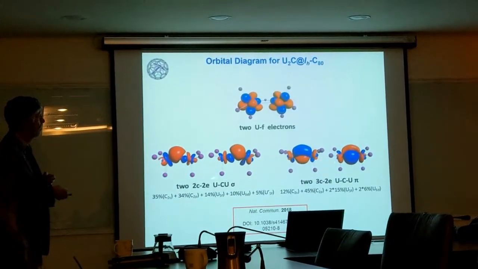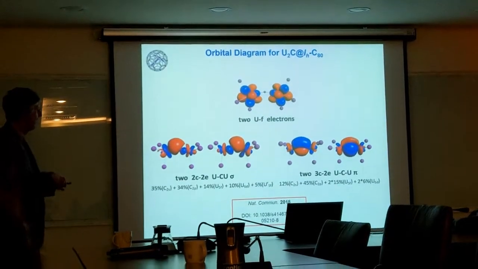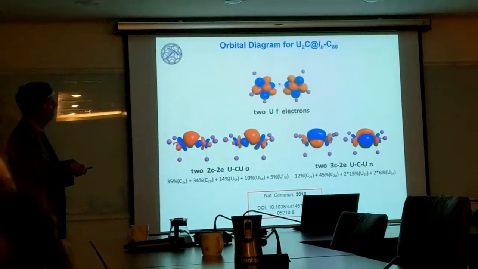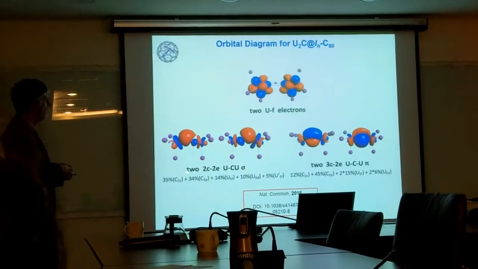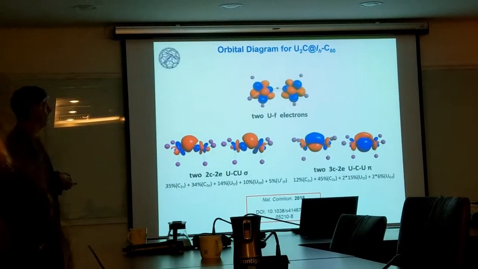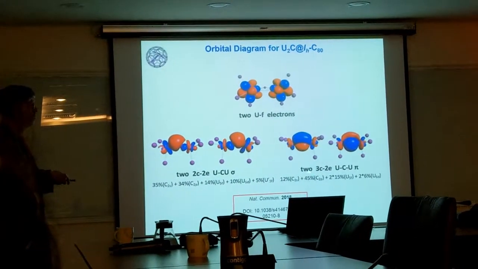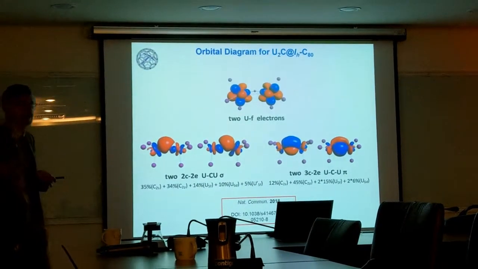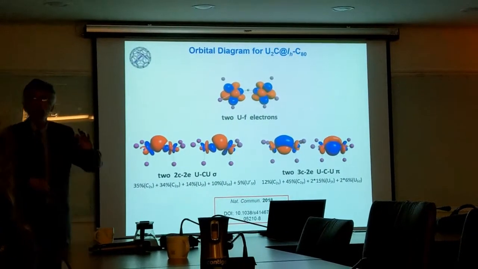This is the molecular orbital picture, which is beautiful. You end up with 2 new f electrons, and then two-center two-electron sigma bonds, and then three-center two-electron pi bonds. So everything is fully understood and beautiful.